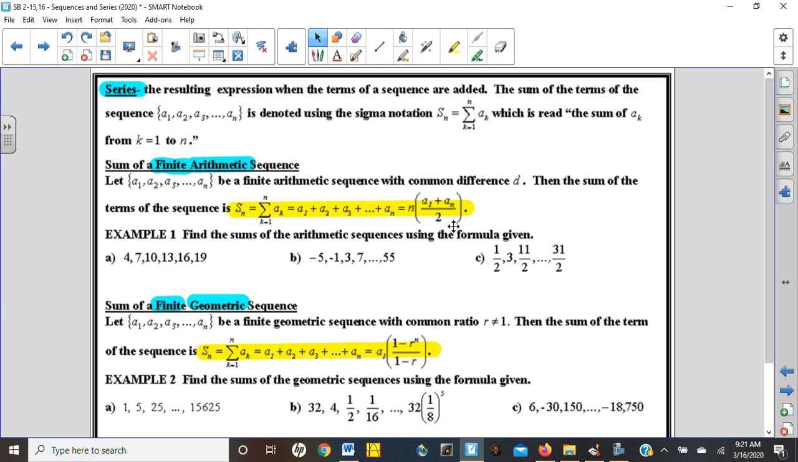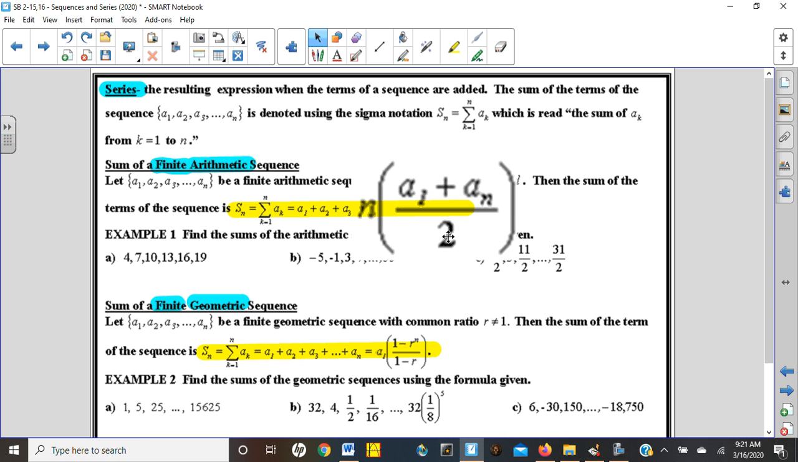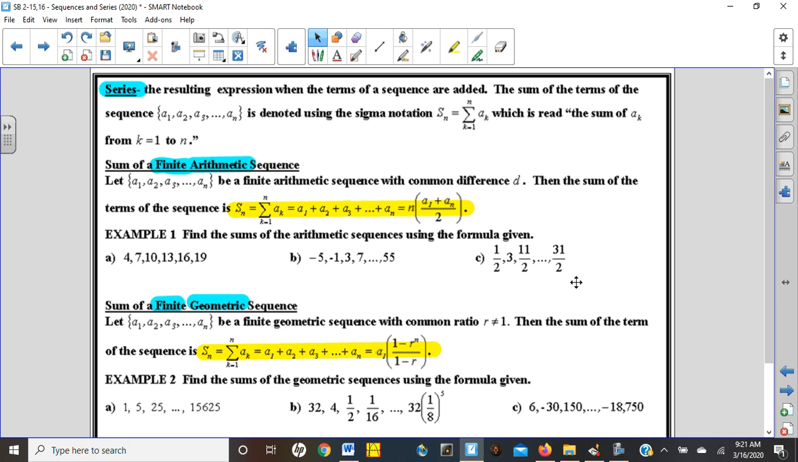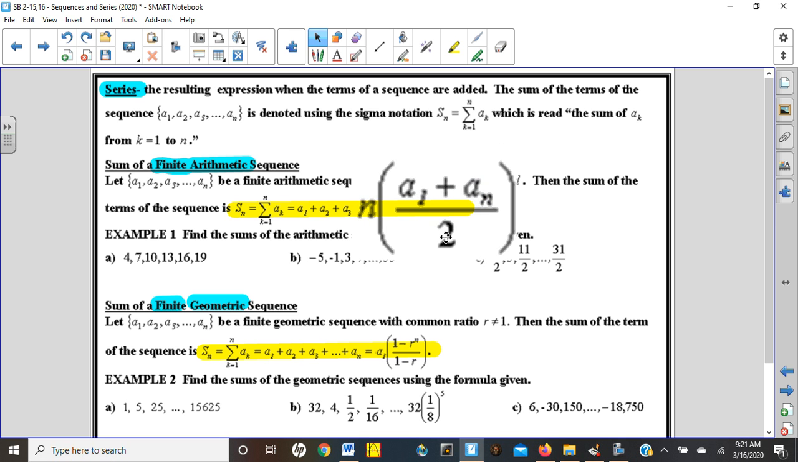This first one has a very nice, fairly simple formula, n times a1 plus an, all divided by 2. What does that mean? A1 is the first term, an is the last term. We add the first term to the last term. Remember, there will be a last term because we're only doing finite series, and then we divide by 2. The sum of a finite geometric series is going to be a little bit of a weirder formula. This formula right here, I can show you where that comes from.